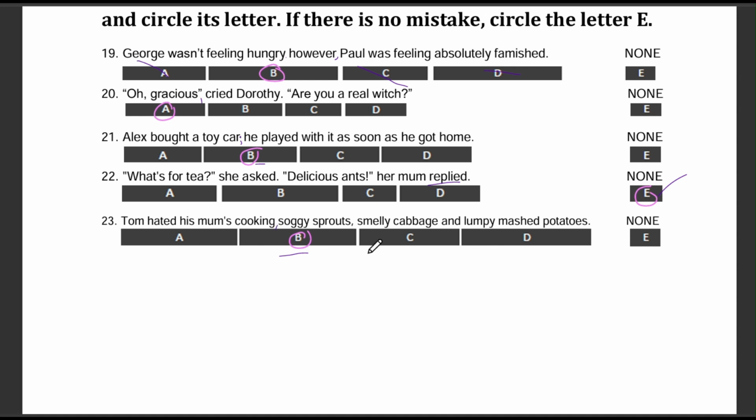Explanation. After cooking, we should use a colon to introduce the list of things Tom didn't like. Why not the others? A, C, and D are all correct as they are.